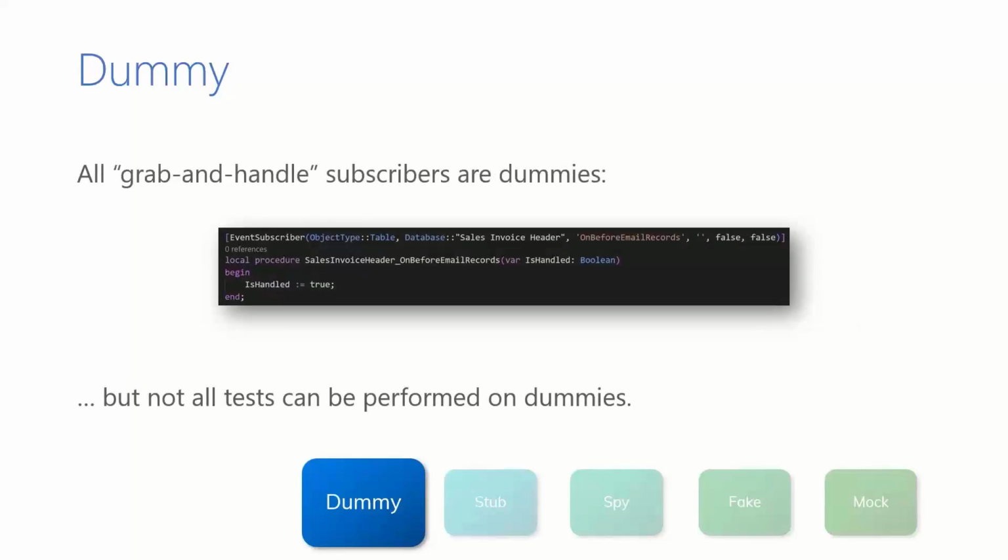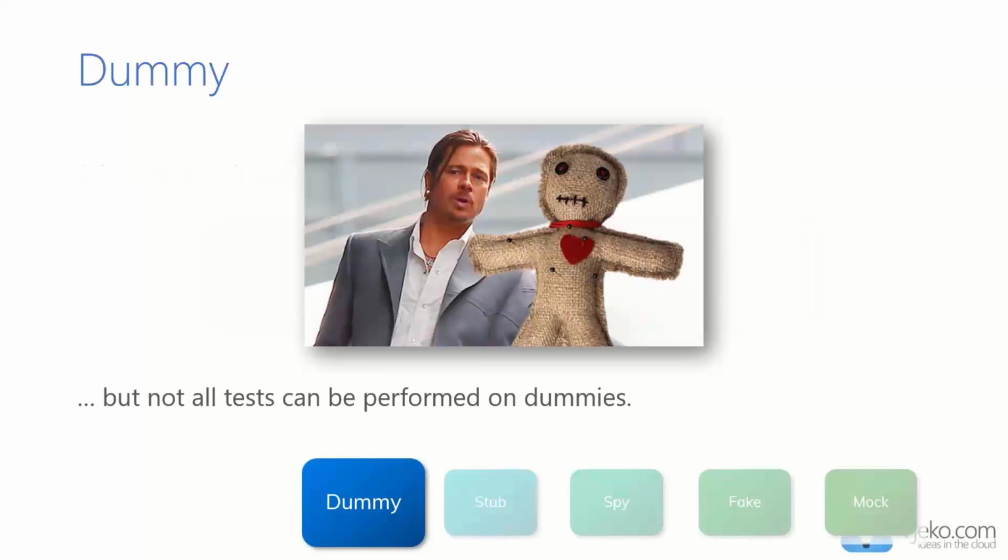And these grab and handle subscribers, they are dummies, really. They just say, okay, I handled this. You didn't really handle anything, but you said that you did because you don't care about that part of the process. The problem with this is that a dummy is not the only kind of test double that you will ever need. Imagine this kind of stunt double for Brad Pitt in his movies. That would not work. So dummies have their own place in test code, but not everything is a dummy. When you start testing everything with dummies, you are not just missing a lot, you are actually writing invalid tests, and you are probably not even validating your code correctly.